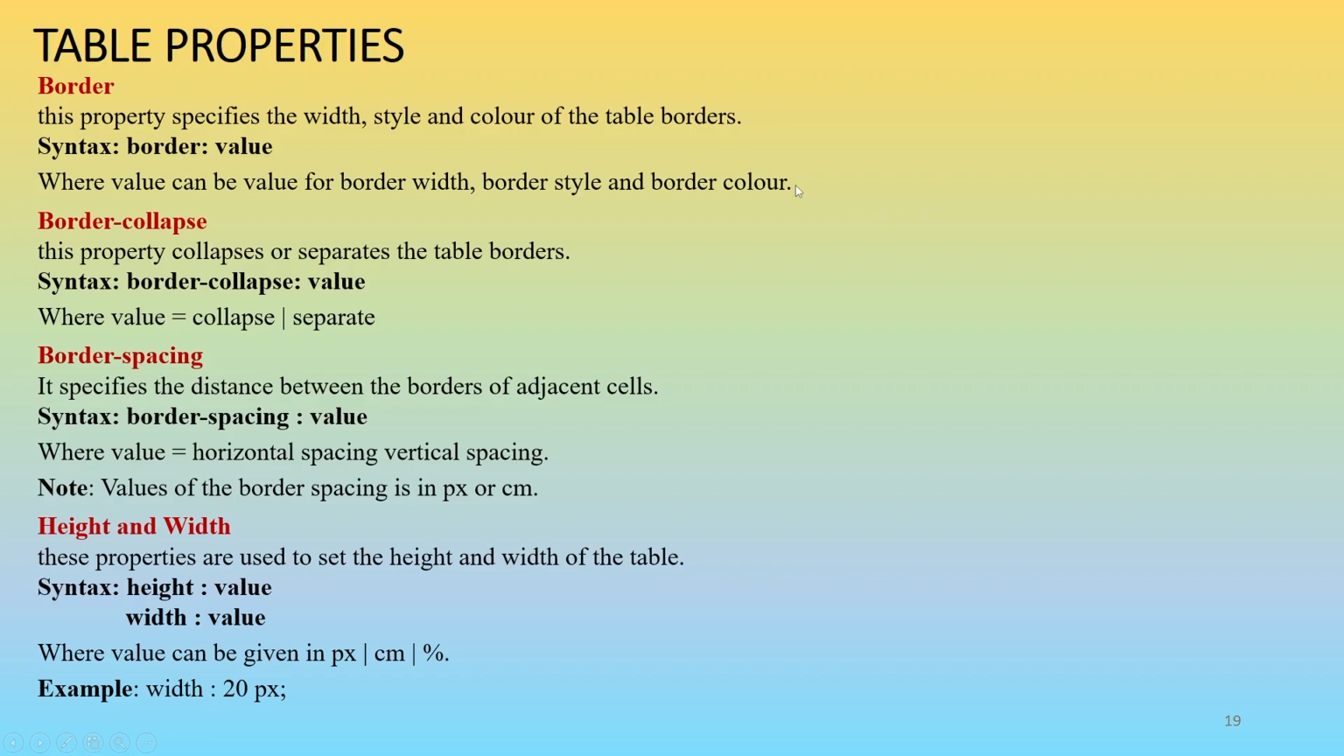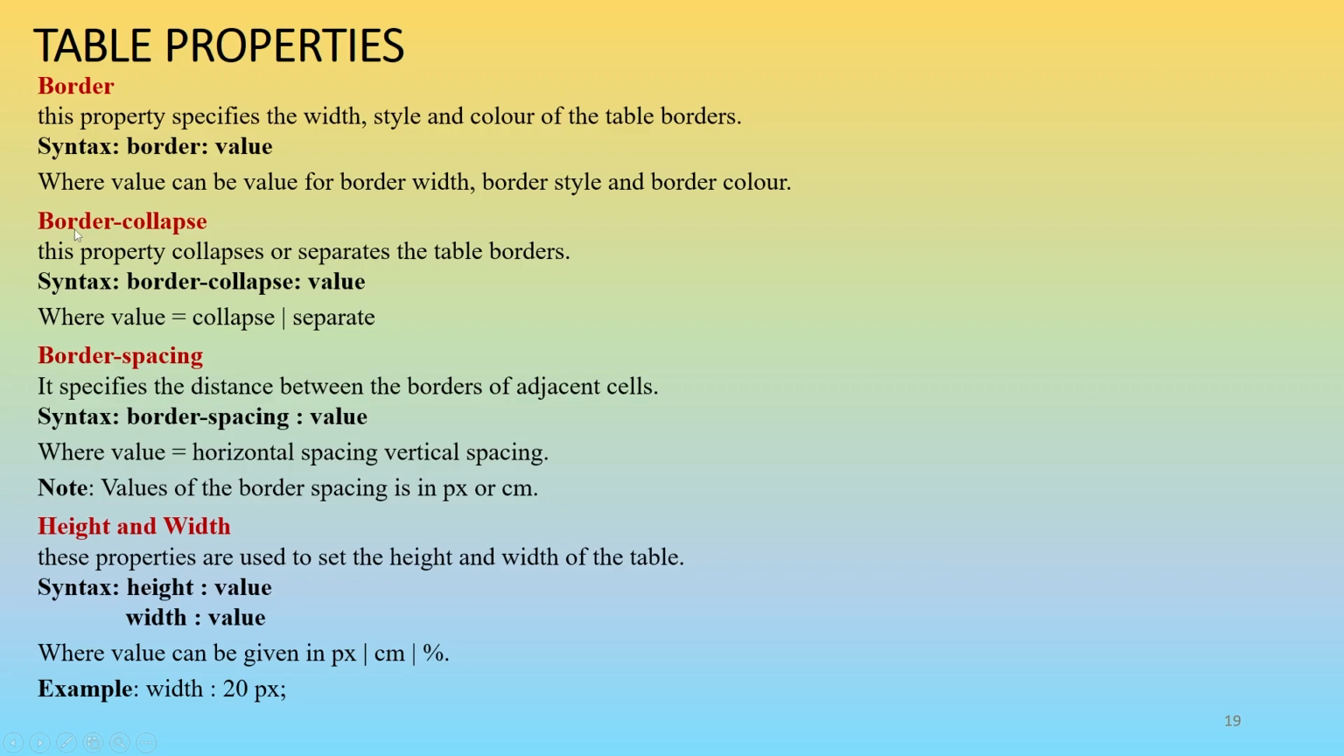See, in my previous list I had a shorthand property, under which I was using 2 to 3 properties. Likewise, in table properties, border properties, we have the attribute border with 3 types of values in a sequence. First I will write the width, then the border style and then the border color.